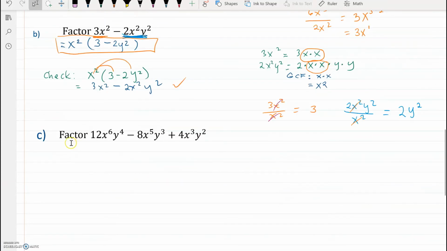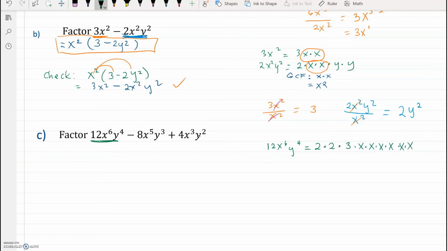Okay, example C. Let's factor 12x to the 6th y to the 4th, minus 8x to the 5th y to the 3rd, plus 4x cubed y squared. So just like what I've been doing, I will start with their greatest common factor. So 12x to the 6th y to the 4th. I'll write the prime factors for 12. That is 2 times 2 times 3. So 2 times 2 is 4. 4 times 3 is 12. And then x times x times x times x times x times x. Let me double check. 2, 4, 6.